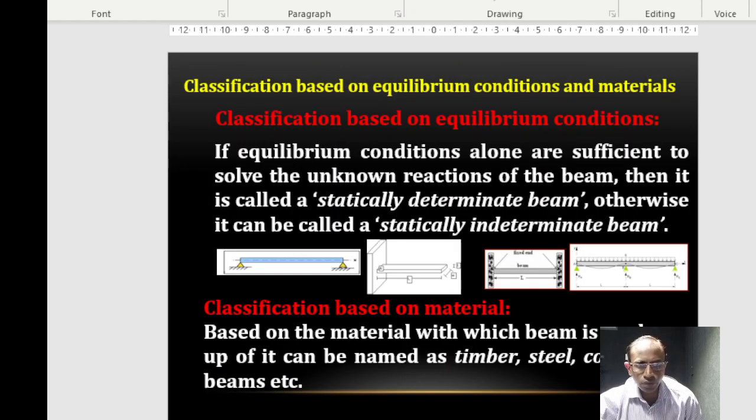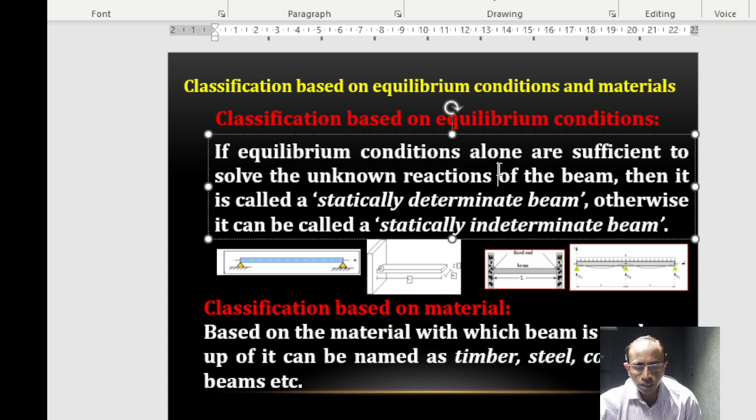Now we reached the last but one, that is equilibrium conditions, and the materials. The materials part is quite straightforward. You can classify the beams based on the materials with which they are made. They can be made of timber, steel, concrete, or any other type of material. So accordingly you can call it a steel beam, aluminum beam, concrete beam, or timber beam. You can use any of these names. So coming to the equilibrium conditions, or equilibrium equations.